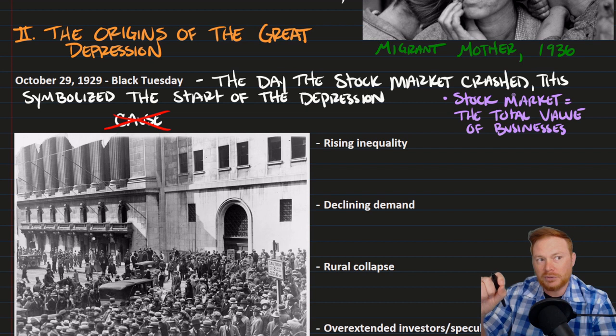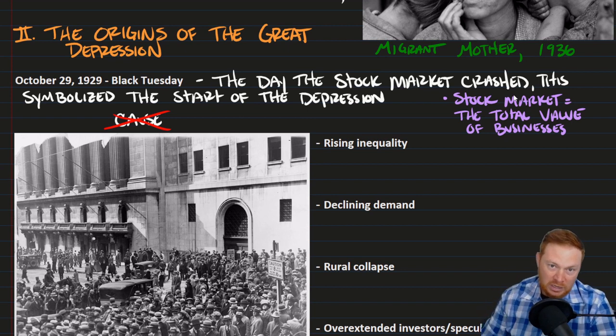So typically when the stock market goes up, we would say that the value of businesses is doing better. When the stock market goes down, the value of businesses is doing worse. So when the stock market crashed on Black Tuesday in October of 1929, many of these businesses lost, in just one week, about one quarter of their entire valuation, and that would keep on going down for the next decade. That was a big deal.